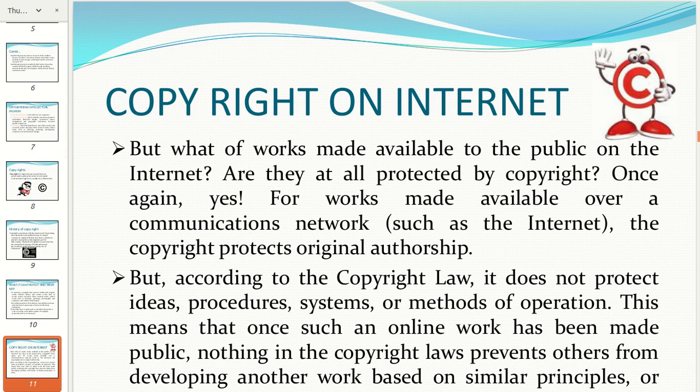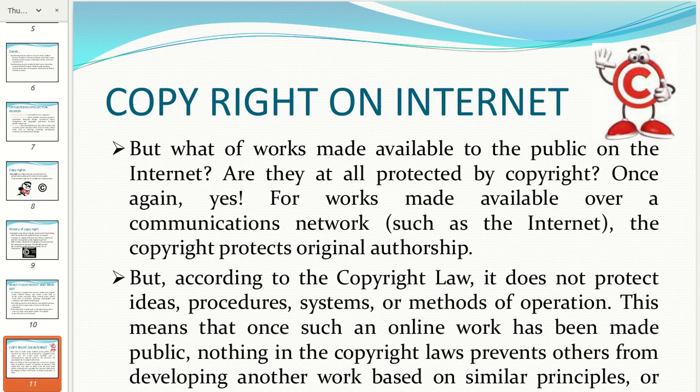What about copyright on the internet? That is what we are going to discuss next. Are all the works made available to the public on the internet protected by copyright? Once again, yes, all of these are copyrighted. For works which are made available over a communication network such as the internet, copyright protects the original authorship. There are a few exceptions to this. For websites like Wikipedia, try checking it yourself whether Wikipedia articles are copyrighted or not.